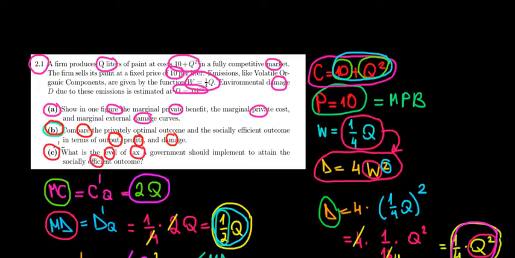Let's solve part C now. What's the level of tax that the government should implement to obtain the socially efficient outcome? What's the intuition here? We know that the company produces paint and that has an external damage on the society, and we would like to reduce that damage.